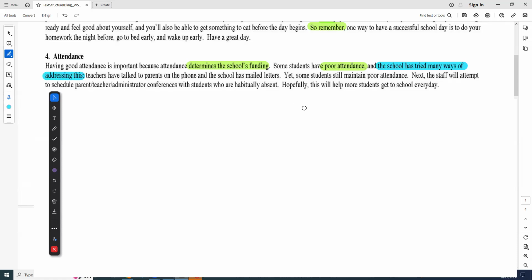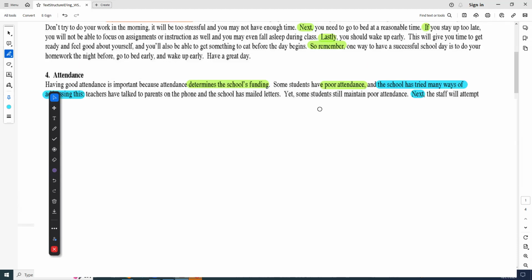And so then we get one solution: talk to parents on the phone, mailed letters, which still didn't really seem to solve the problem. So the next solution was parent teacher conferences, and then the conclusion, with hope this solution works better. So we got one problem. We get information about why the problem is important to take care of, and a little bit of description to help us know, yes, it is a problem. And then a couple solutions.